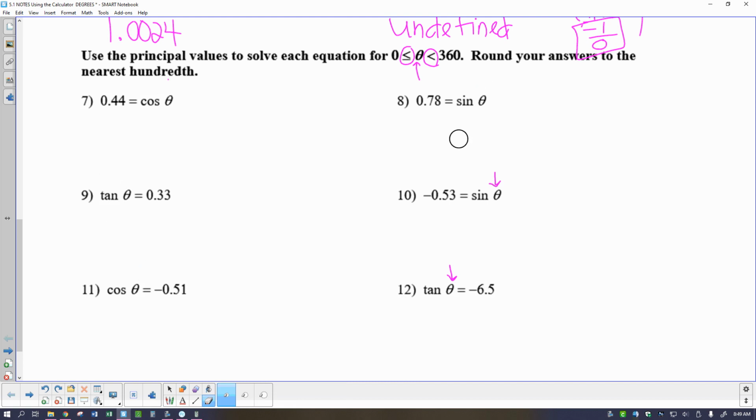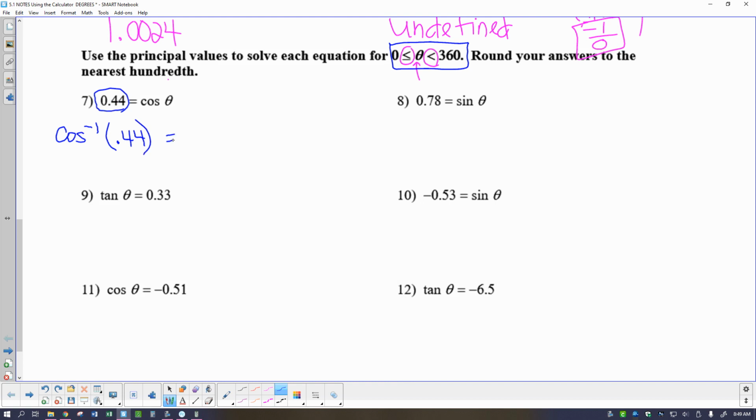All right, so let's start this off. How many answers are we going to get? Well, sometimes we're going to get 1. Sometimes we're going to get 2. But we're not going to have an infinite solution because of the directions here, okay? So I'm looking for the angle measure, so I want to know what angle gives me this value. So I'm going to do the cosine inverse of 0.44 and get an answer.